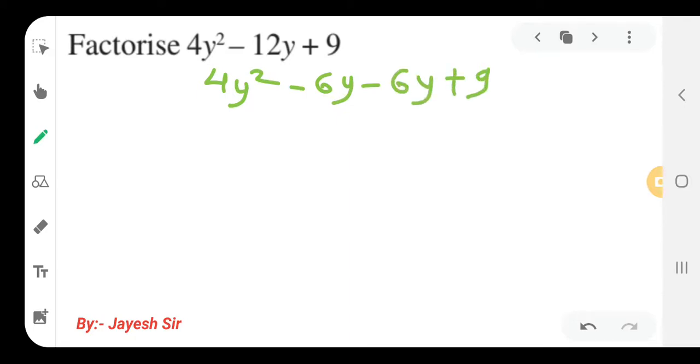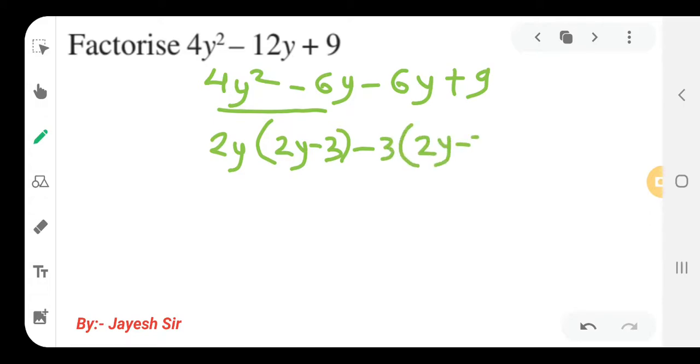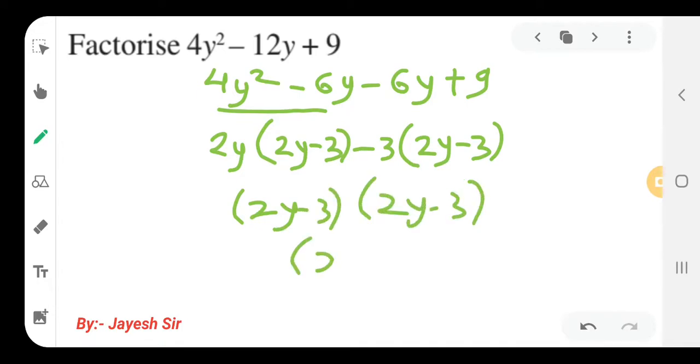Now see, what could be taken as common? 2y could be taken as common from the first two terms. With 2y common, what is left inside the bracket is 2y minus 3. Similarly, minus 3 could be taken as common. What is left is 2y minus 3 inside the bracket. So the final answer we are getting is (2y minus 3)(2y minus 3), which could be further written as 2y minus 3 whole square, which is similar to the answer that we got by the formula method also.